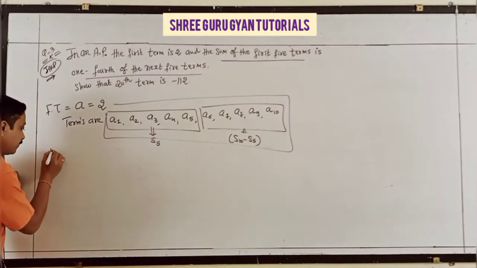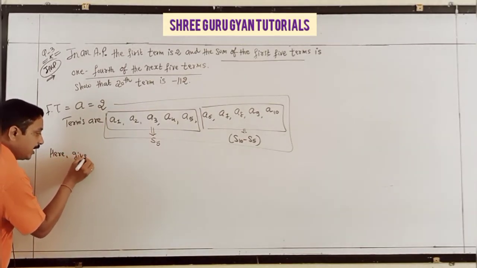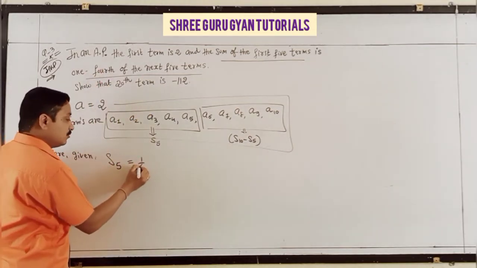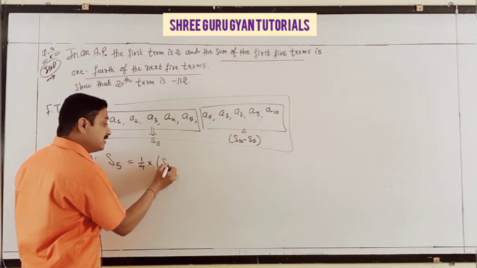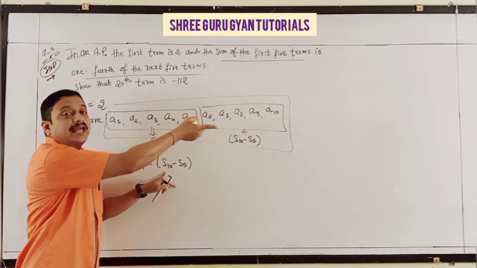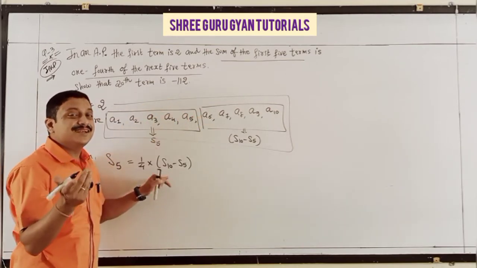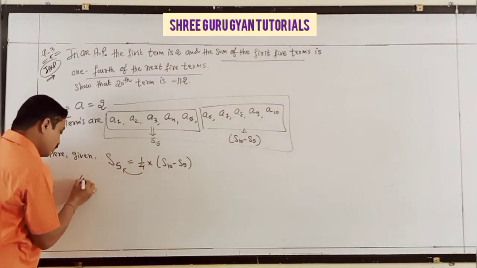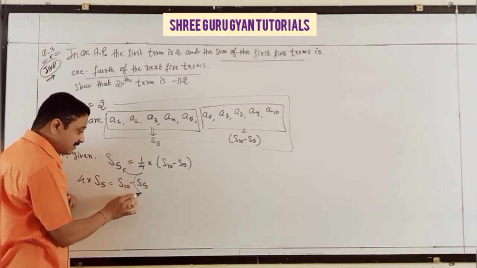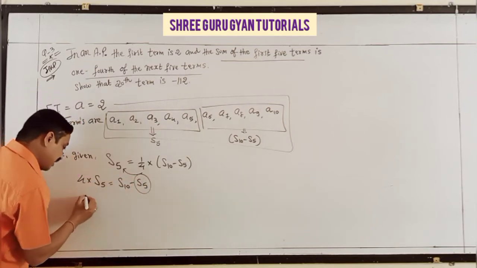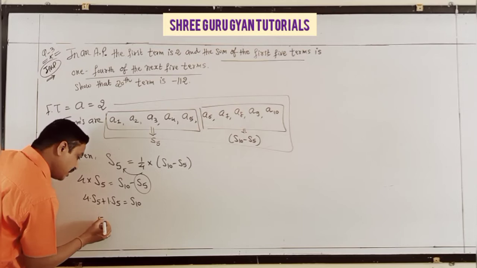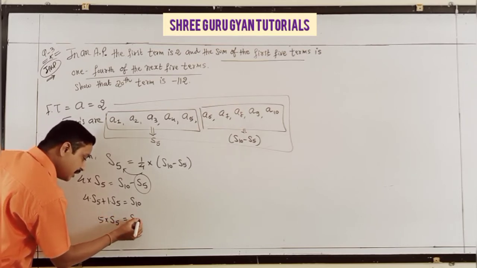So here, given: the sum of the first 5 terms is 1/4 of the last 5 terms. The last 5 terms again are total 10 minus the first 5 terms. Now very easy, take the 4 upside: 4 into S5 equals S10 minus S5. Now moving S5 across, 4 times S5 plus 1 time S5, you get 5 times S5 equals S10.